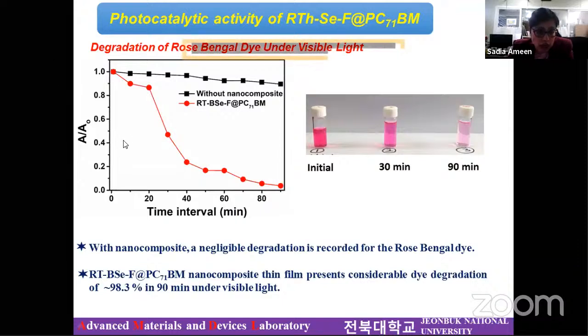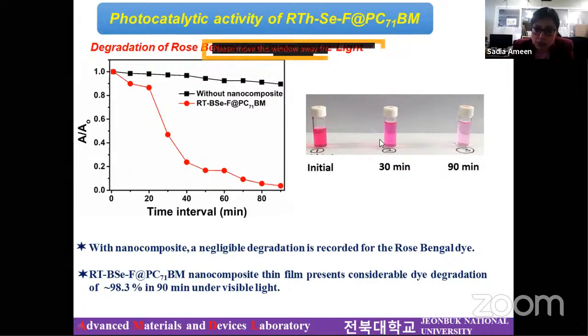Through this, we have applied a control, that is without our catalytic material. And we have observed that in that case, the Rose Bengal dye has degraded very less, and we didn't observe much difference. Whereas when we have incorporated our catalytic material for the degradation purposes, we have seen an immense change, and this catalyst had degraded the dye with a promising result of 98.3%. That too in a very short time duration, just 90 minutes.